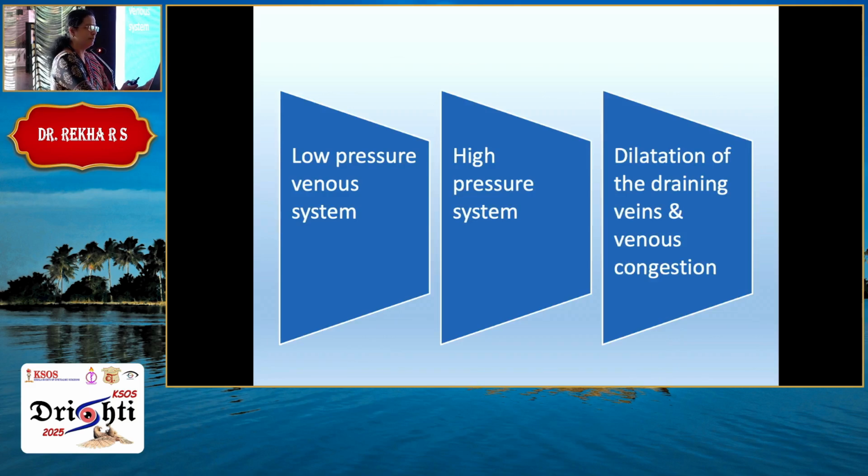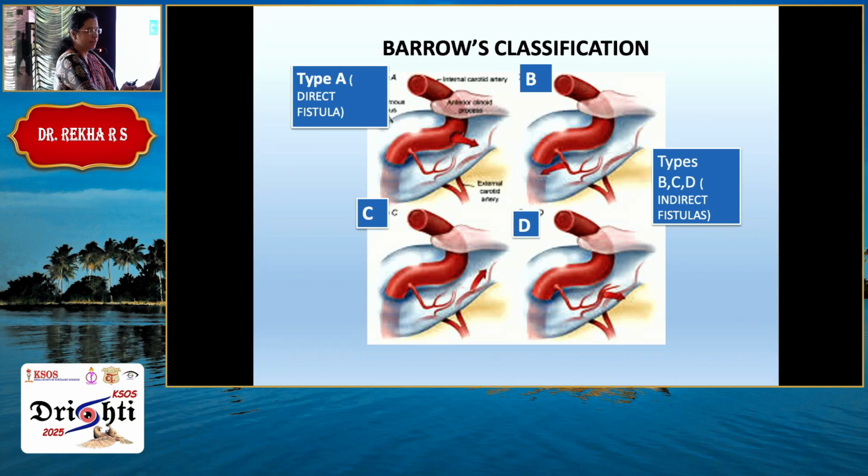So here what happens is that when there is a communication between an artery and a vein, the low pressure venous system now becomes a high pressure system, so that there is dilatation of the draining veins and venous congestion in the drainage areas. There are different classifications.